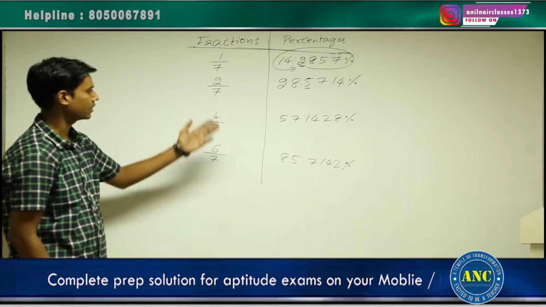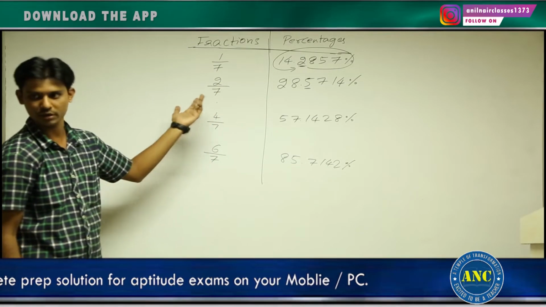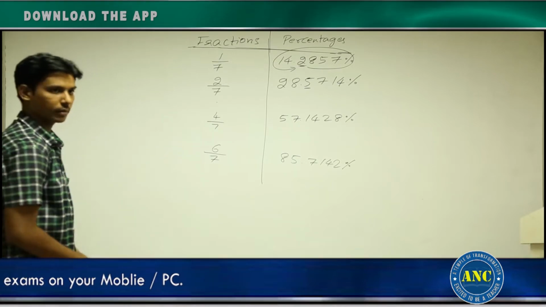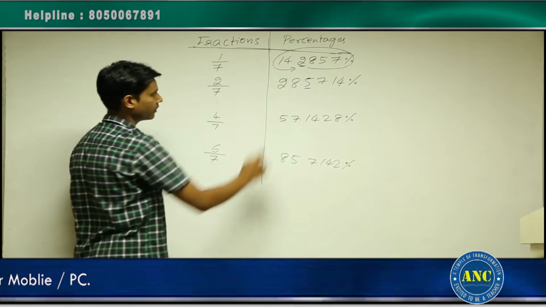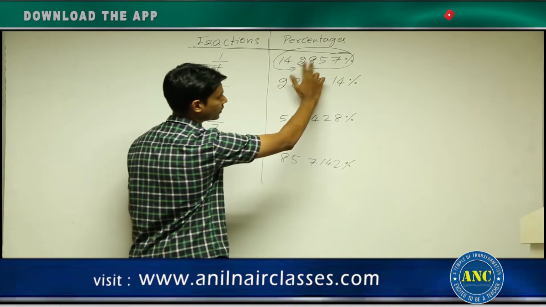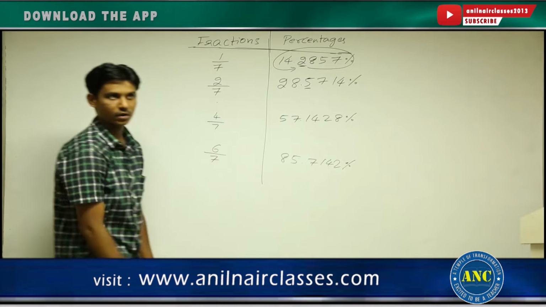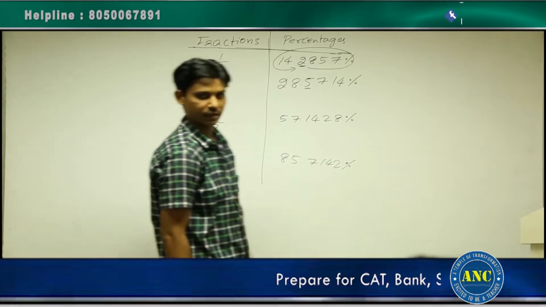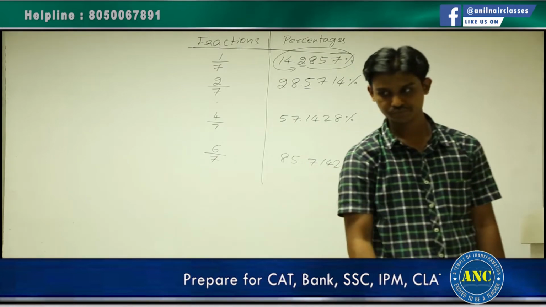Understanding the approach? Same is the case with 3 by 7 and 5 by 7, which I have not written. Same analogy will follow. Please write it. 1 by 7 is 14.2857. Double of 7 is 14. Double of 14 is 28. Double of 28 is rounded up to 57. Afterwards, the cyclic form, what I discussed, follow the same approach.